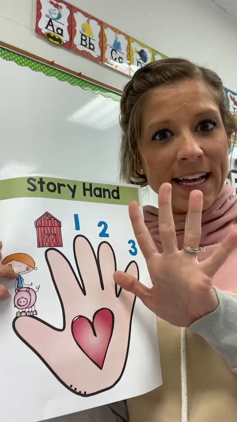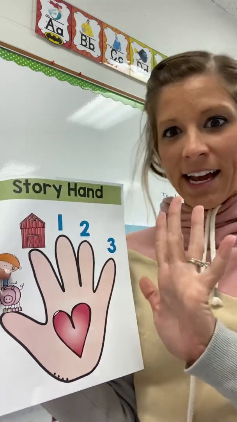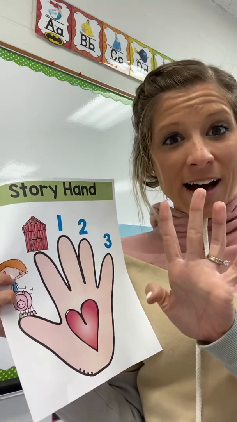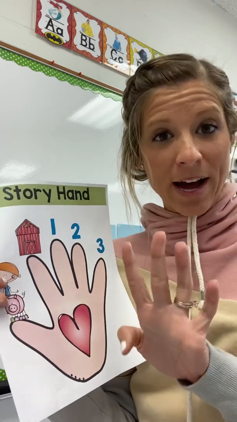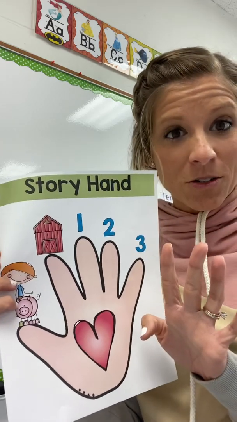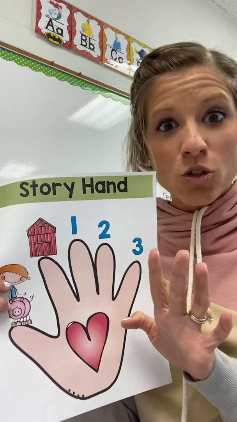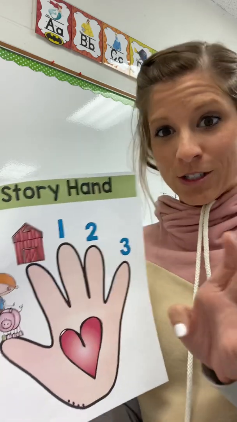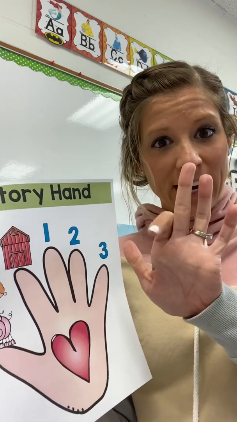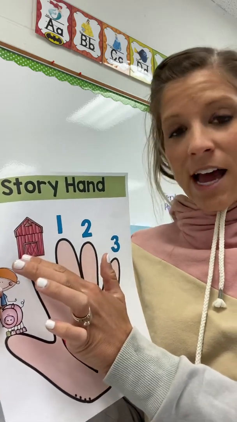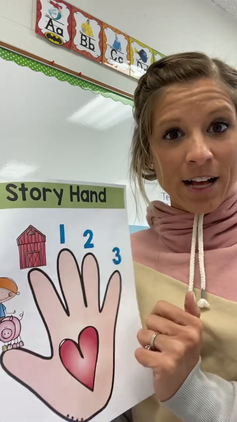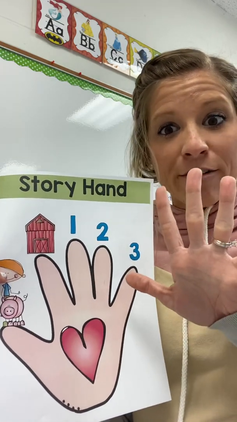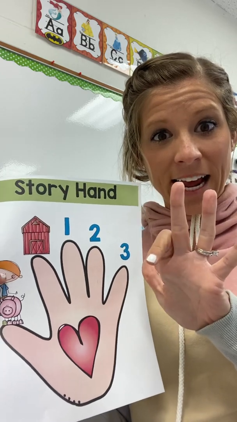Can you hold up your hand like this while I go through each part of the story hand? If we look at our thumb, can you wiggle your thumb? The thumb of our story hand is going to help us remember to include the characters in our story. So we need to make sure that our story includes people or animals or even creatures. And then the pointer finger of our story hand is to help us remember that we need to include a setting so that the person reading our book knows where we're talking about.